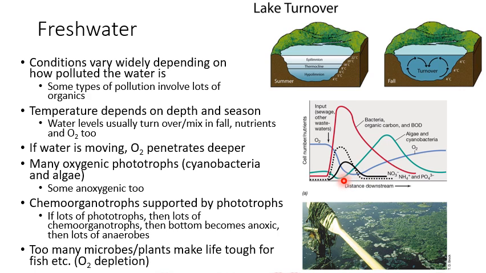Then, after a bit of a delay, you're going to have algae and cyanobacteria, your phototrophs in the water, rising in their population as well. They're also going to be harvesting all these extra nutrients, and they can reach a pretty high population level. Then they're also going to be producing their own organic carbon, which supports more chemoorganotrophs, which means they're going to be using more oxygen.